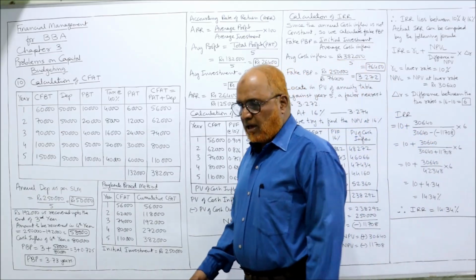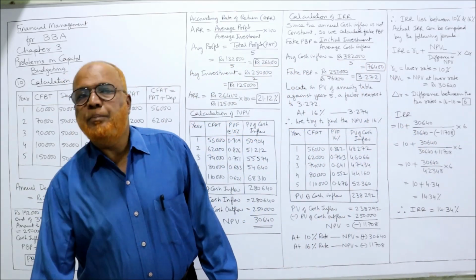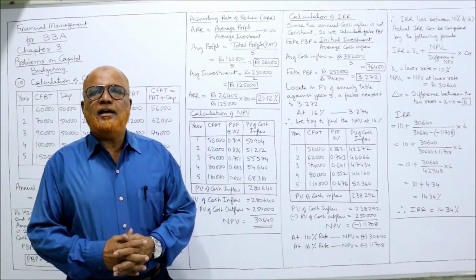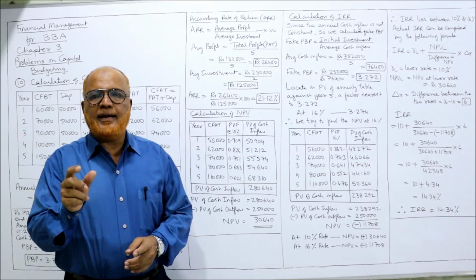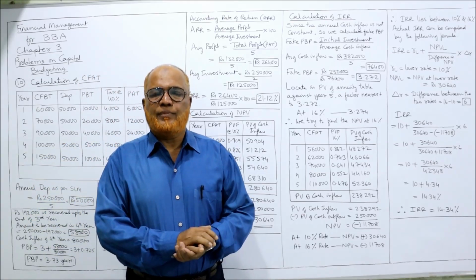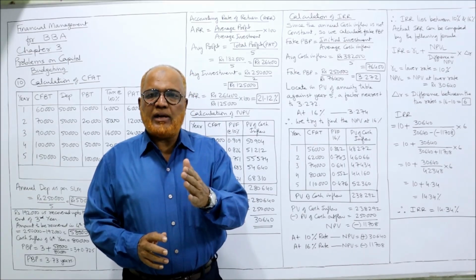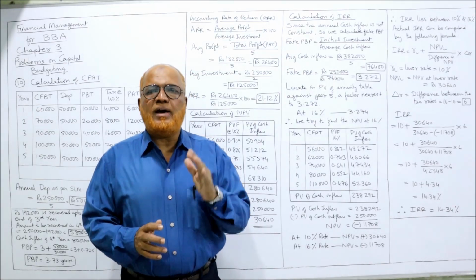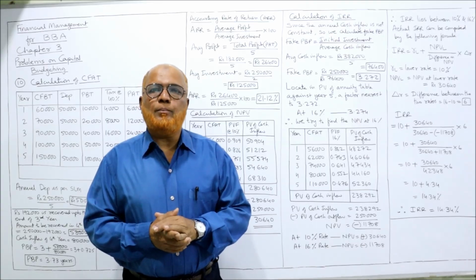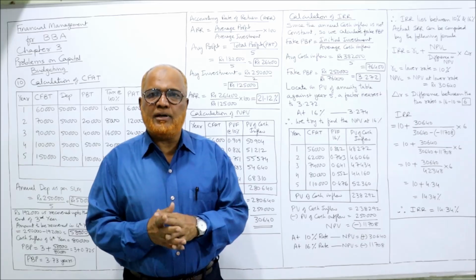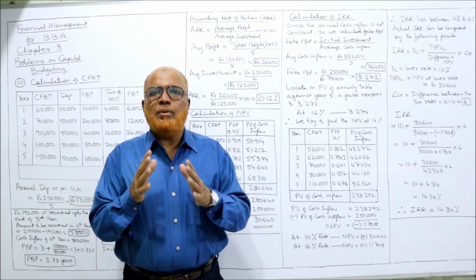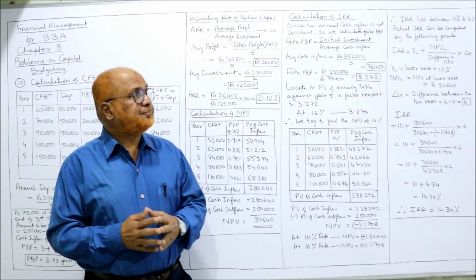3 methods I have explained, that is PBP method, ARR and NPV. The next is IRR, internal rate of return. IRR means that rate at which the present value of cash inflow and present value of cash outflow both are equal. Now here you need some practice because it's a little bit complicated compared to other methods. So you have to remember the steps required.